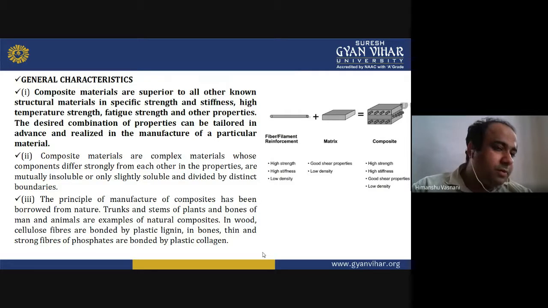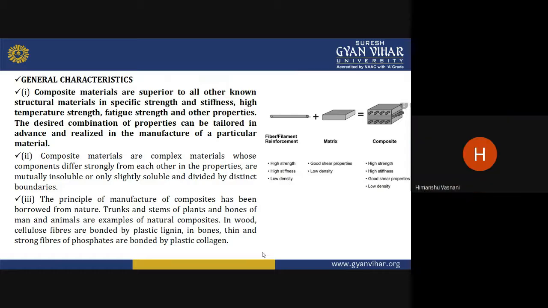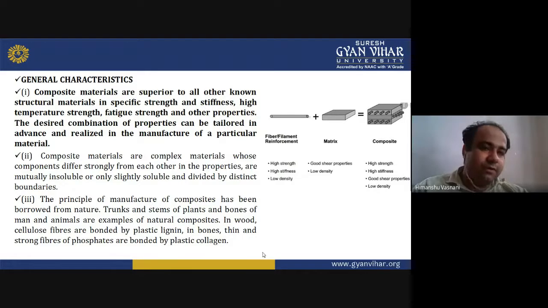are superior to all other known structural materials in specific strength and stiffness, high temperature strength, fatigue strength, and other properties. Okay, so if you want a desired combination of properties, this can be tailored in advance. So this is a very important characteristic of composite materials.